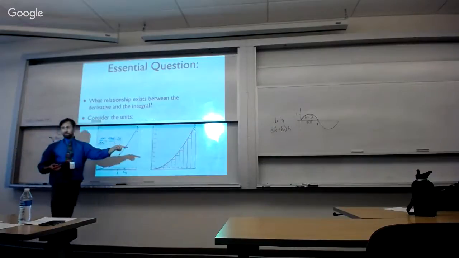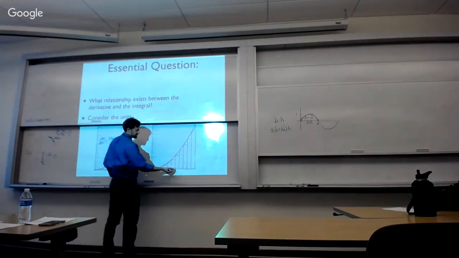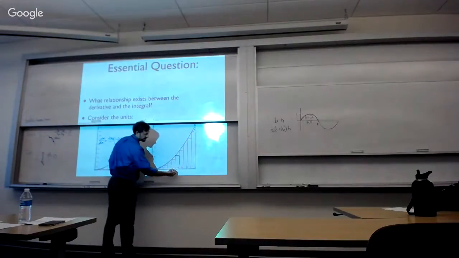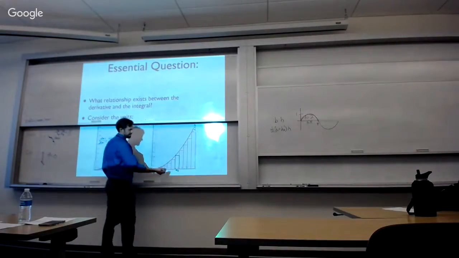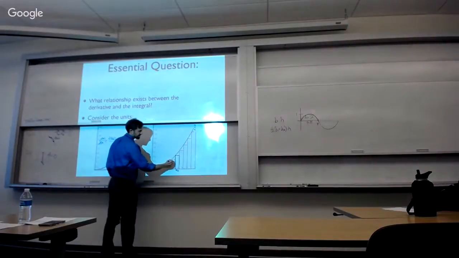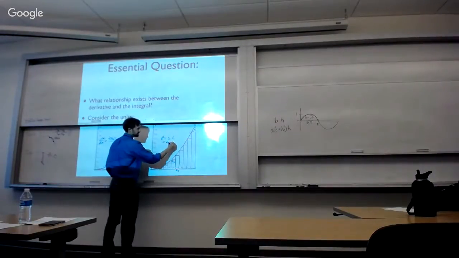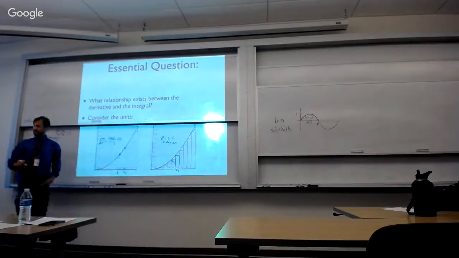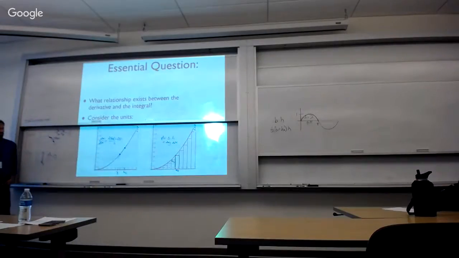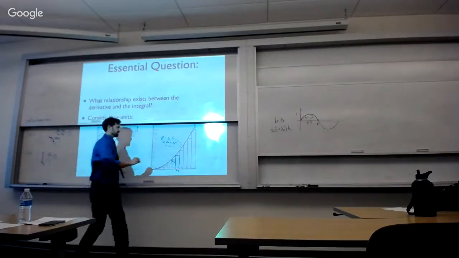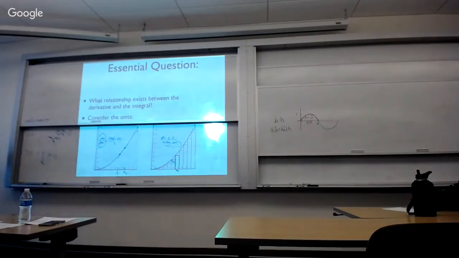So what about area? When we look at area, we have the area of a single rectangle, and that rectangle has a width of delta x, that's how wide it is, and it has a height of delta y, that's how high it is. And then the area, which is base times height, gives us delta y, well, I reversed the letters, delta y times delta x. Right? How does everybody feel about that? So what relationship exists between a derivative and an integral?